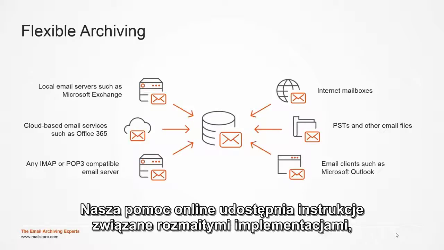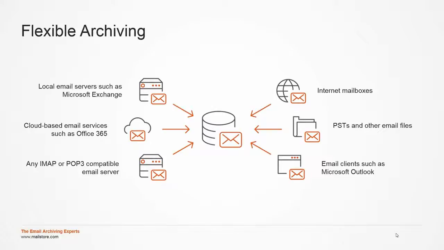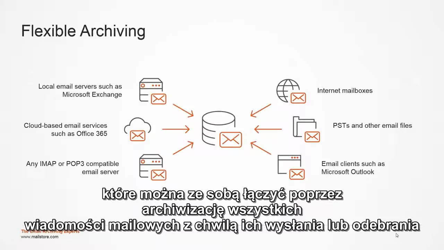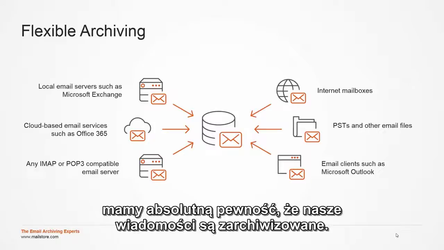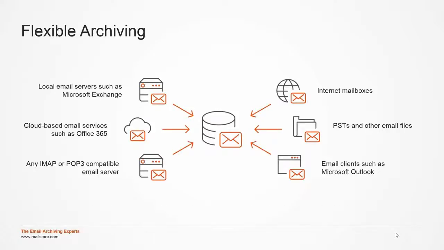In our online help, you can find several implementation guides that detail the configuration of archiving for a particular email system. Basically, emails can be archived in two ways. These can also be combined. By archiving all email as soon as it is sent or received, you can make absolutely sure that your company's email is archived. With Microsoft Exchange, this is achieved by configuring and regularly archiving a journal mailbox.